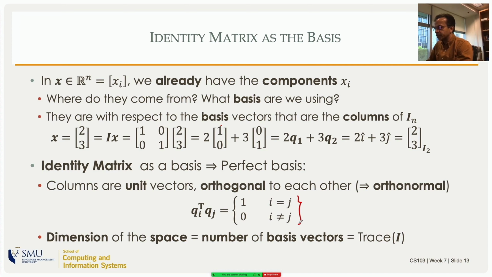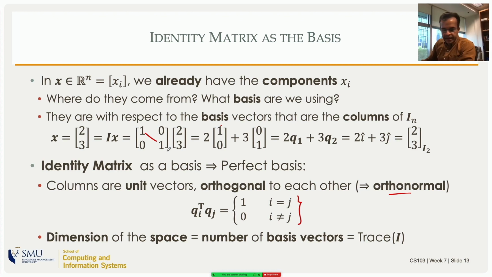So these vectors are actually more than orthogonal. They are orthonormal. They are orthogonal to each other and they are also normalized. So the right word to use is orthonormal. There's one interesting fact: the dimension of the space is the number of basis vectors, which is also the same as the trace of the matrix.